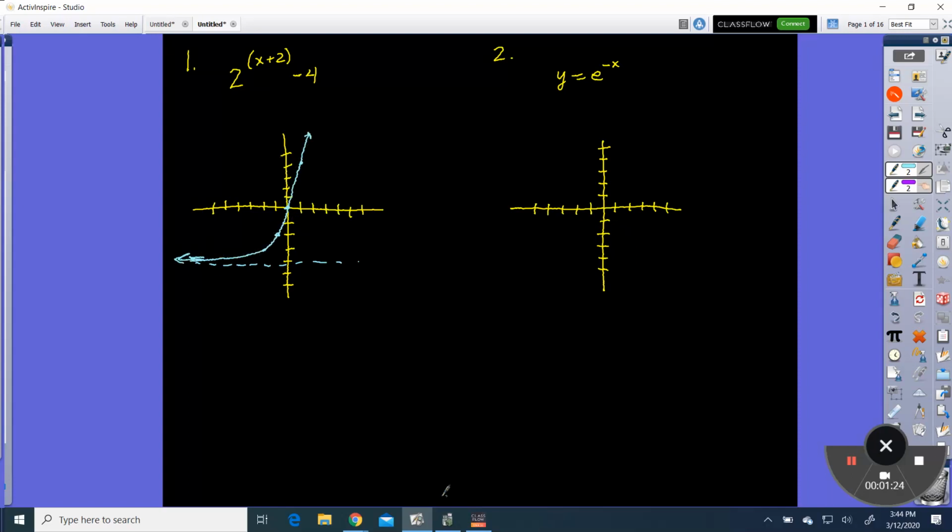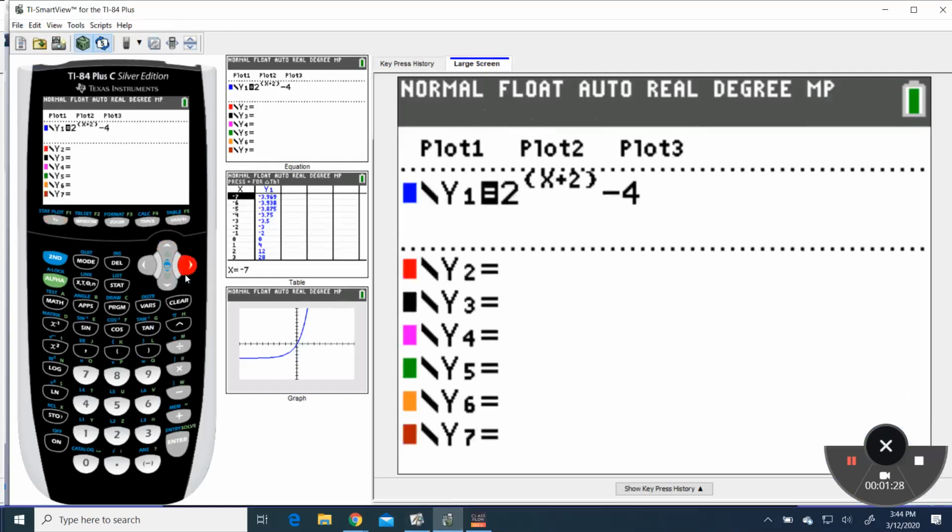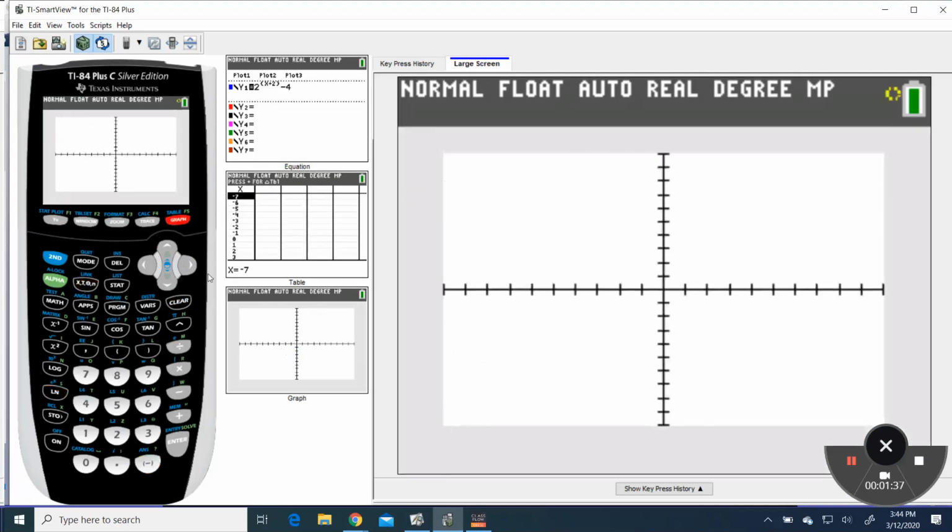Okay. The next one says y equals e to the -x. So I come here, I clear this out. I hit second ln, that brings me the e. Then I use the negative, and I hit the x, and I go graph. So there, hopefully your graph comes. So there it is. It comes down, flattens out, goes right along the x-axis.